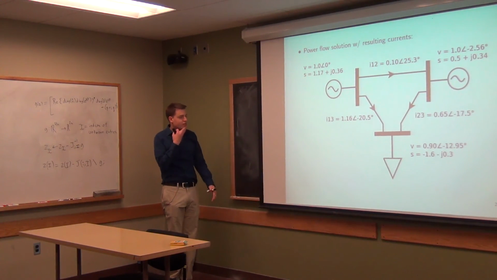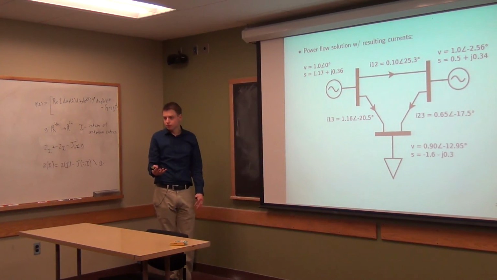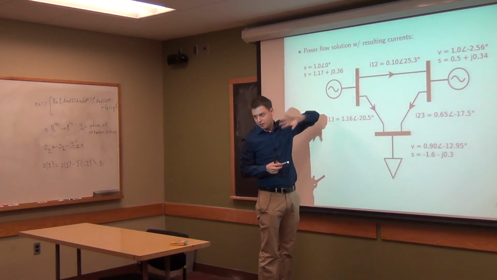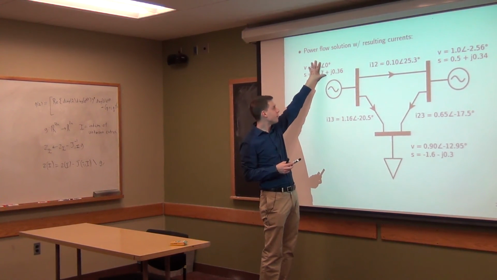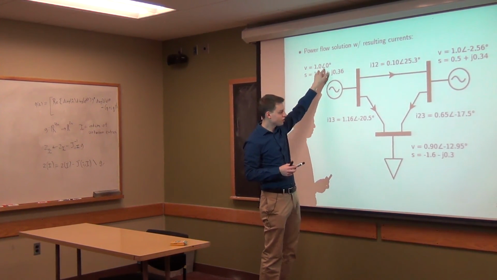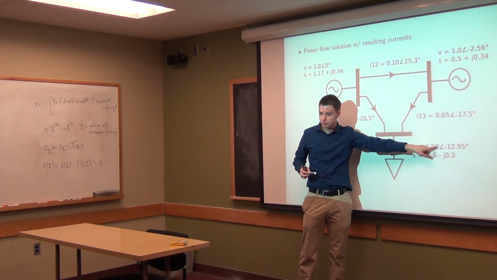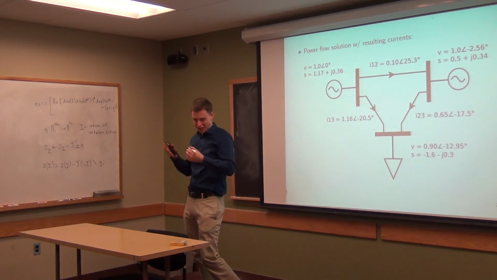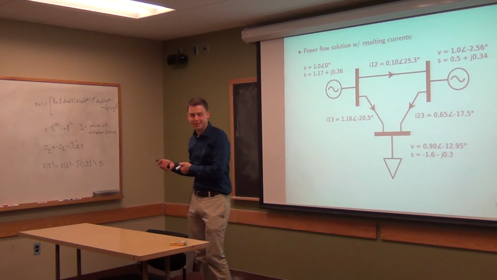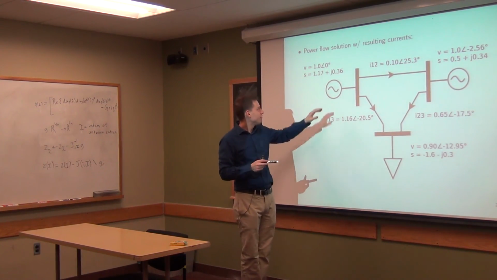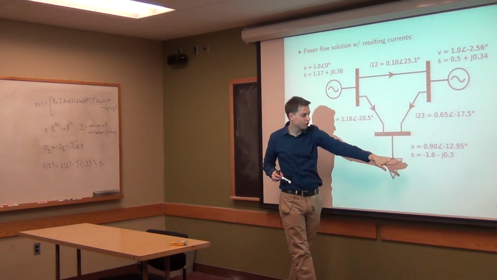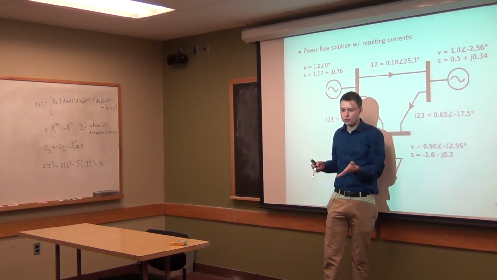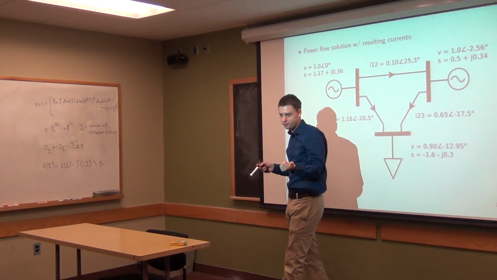And one thing to note is, as a general rule, current will flow from higher voltage to lower voltage, which makes sense, of course. Ohm's law says the voltage difference over the resistance, if it only had resistance, would be the current flowing through it. Similarly, it typically flows from higher voltage angle to lower voltage angle. That also just follows from Ohm's law if you were to only include reactance in there.